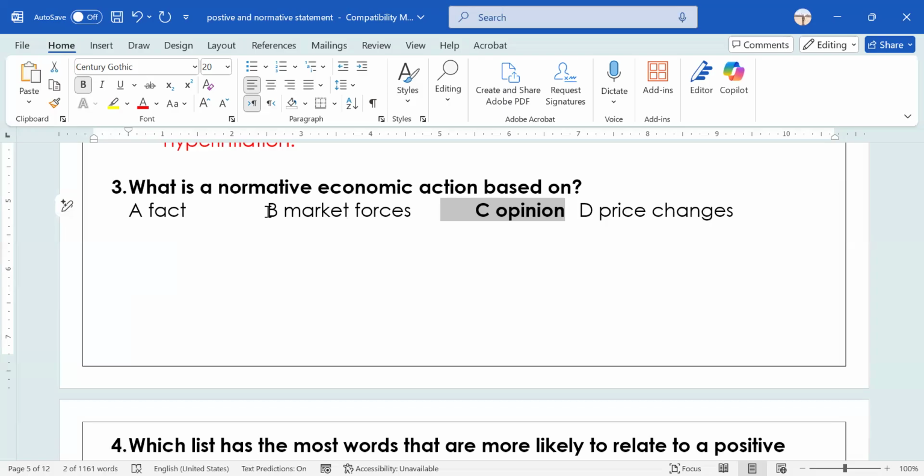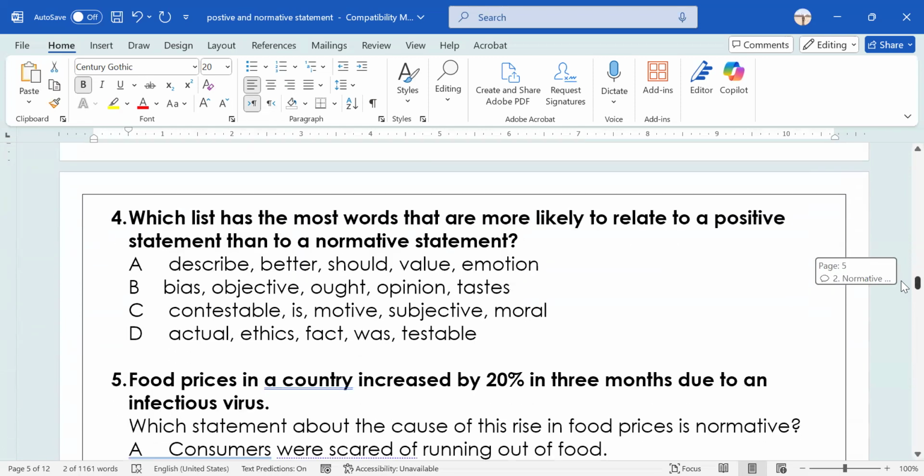So again, when we talk about market forces, we're talking about supply and demand, price changes. Obviously, it has proof for the positive analyses, and of course, facts are the basis for positive economic actions. So the answer for number three is letter C. Okay. Number four, which list has the most words that are more likely to relate to a positive statement than a normative statement?